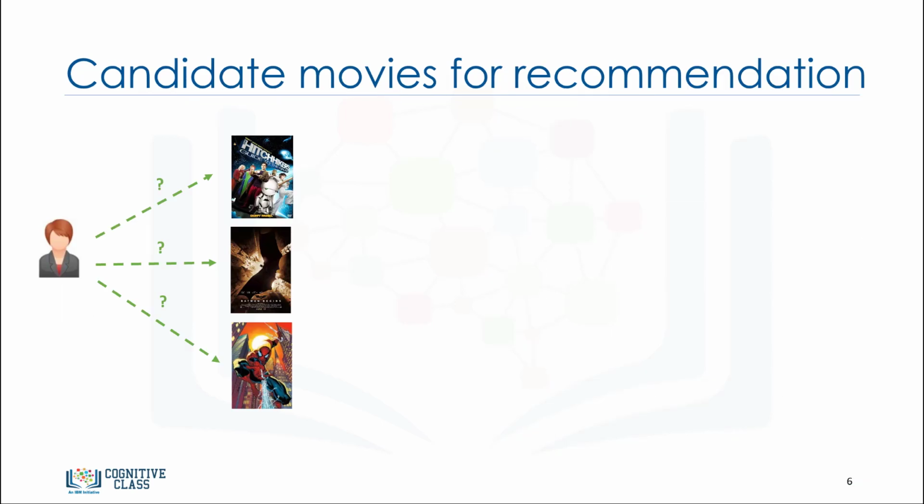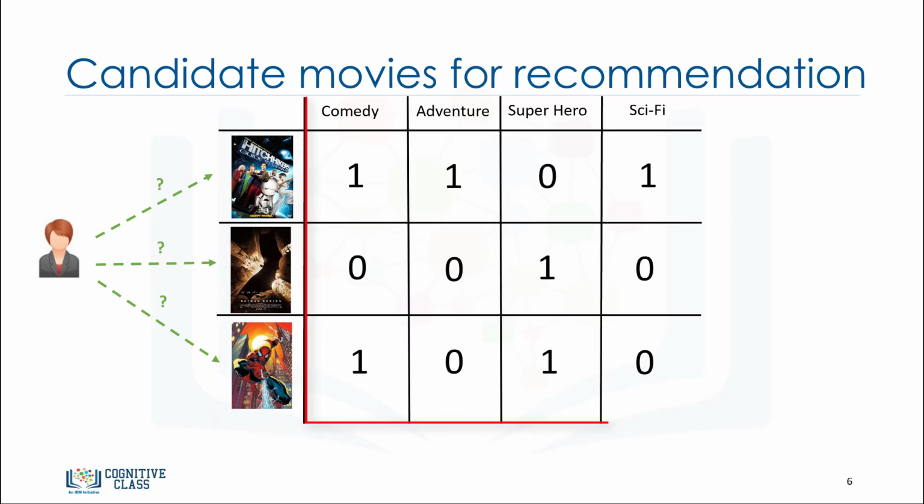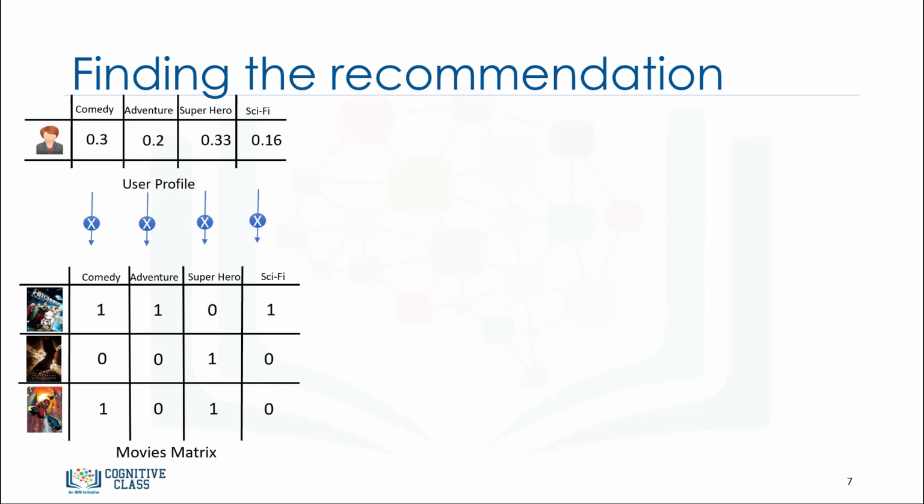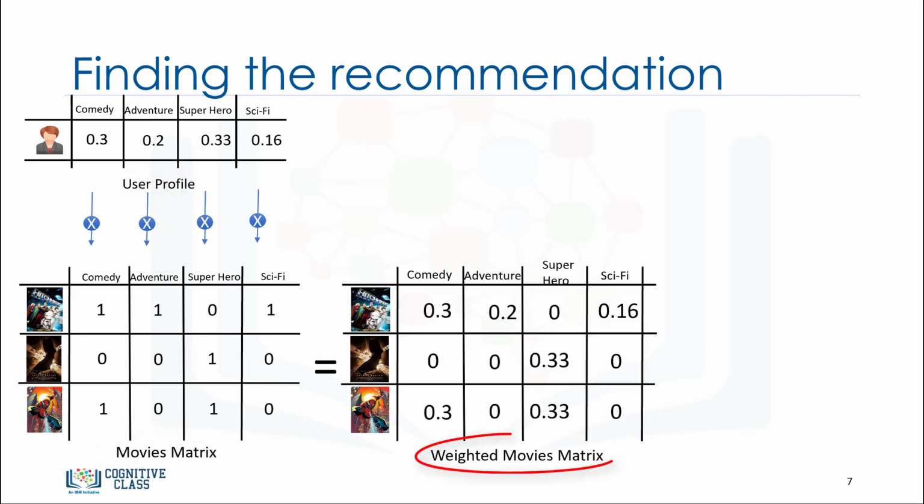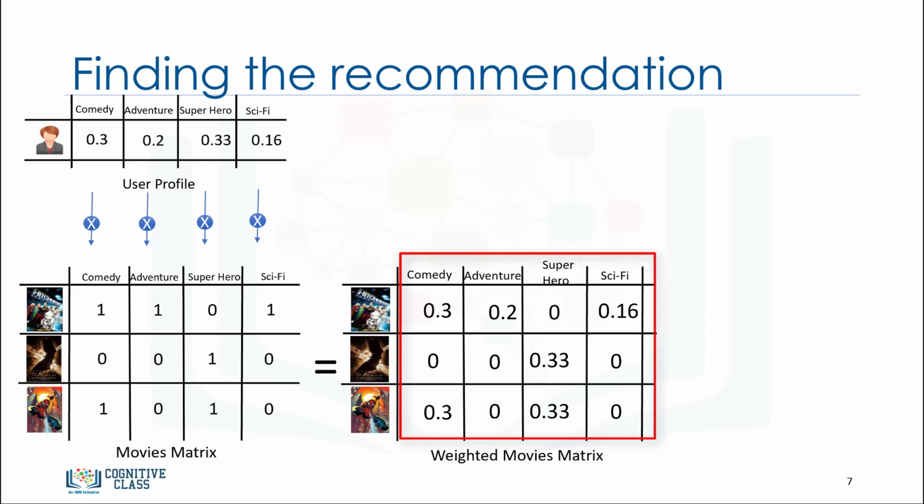Recall that we also had 3 candidate movies for recommendation that haven't been watched by the user. We encode these movies as well. Now we're in the position where we have to figure out which of them is most suited to be recommended to the user. To do this, we simply multiply the user profile matrix by the candidate movie matrix, which results in the weighted movies matrix. It shows the weight of each genre with respect to the user profile.